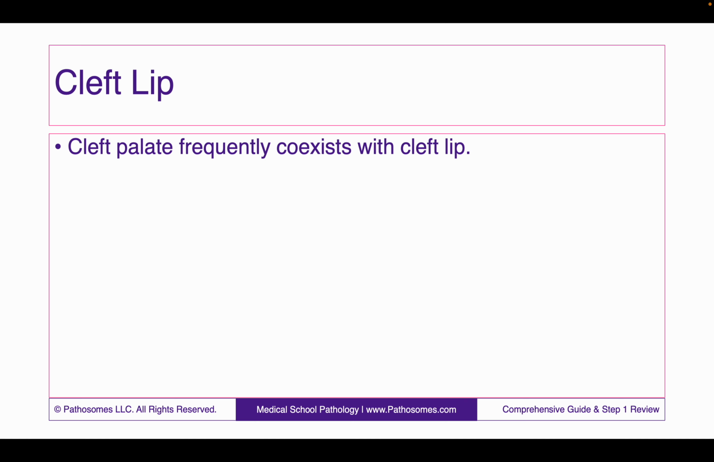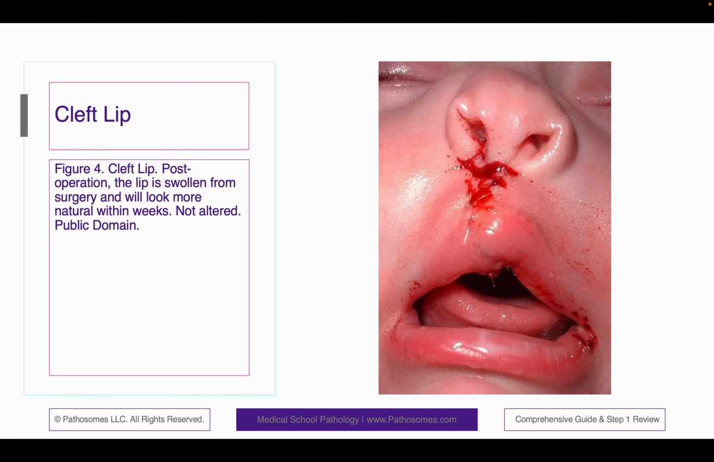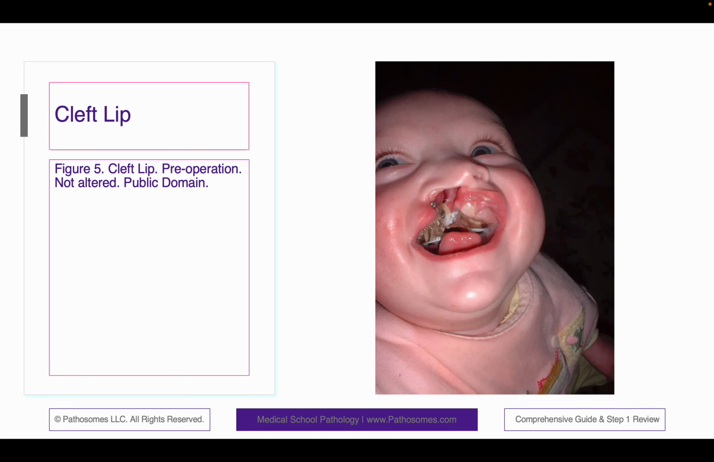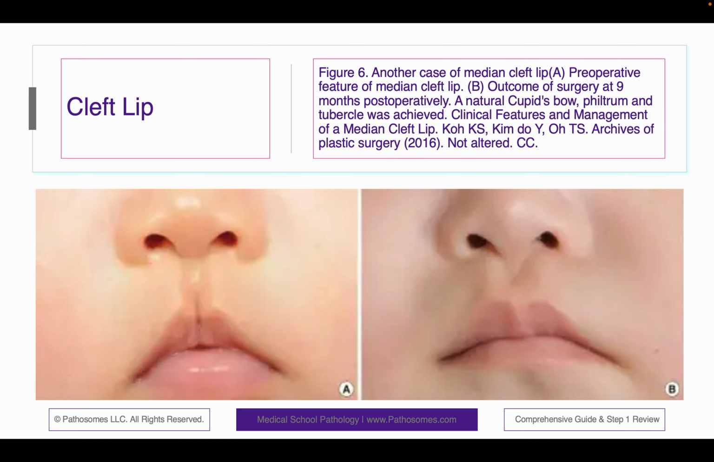Cleft palate frequently coexists with cleft lip, like what we can see in this image. This is status post an operation, but note how the lip is swollen from the surgery. But it looks more natural within weeks, right? Compared to some of the other cleft lips that we've already seen. For example, pre-operation cleft lip. Here's another case of median cleft lip, preoperative and postoperative, right? Fascinating.